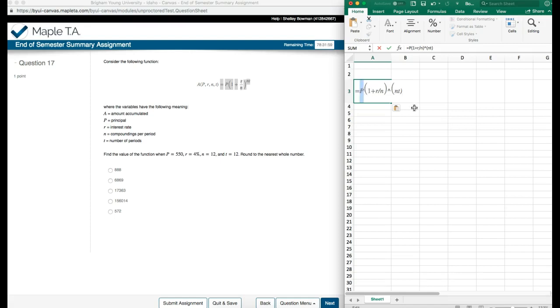So P equals 550, so we'll put that in here. R is 4%, so changing that to a decimal is 0.04. N is 12, so we'll replace that with 12. N is still 12, and then T is also 12, but I need to make sure that I tell Excel that I need to multiply between these two, and put 12, and one more.